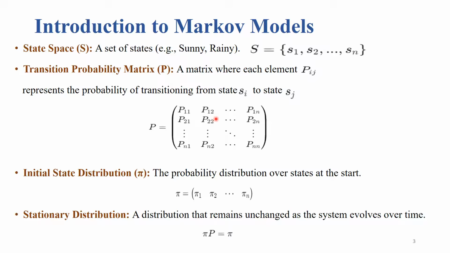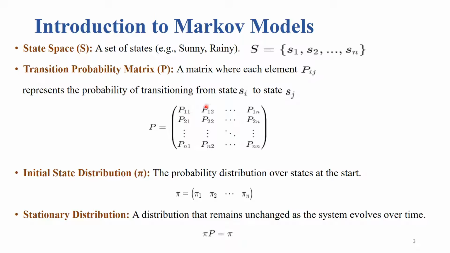P11, P12, which represents the transitioning from state 1 to state 1. This is the transitioning from state 1 to state 2. Likewise, it goes on. Then initial state distribution pi represents the probability distribution over states at the start. It's represented as pi equal to pi 1, pi 2, goes on till pi n.